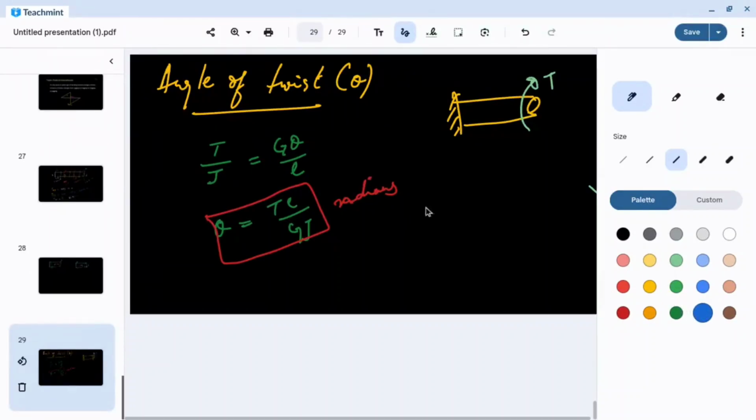So how do we convert radians to degrees? Pi radian is equal to how much degree? 180 degrees. So 1 radian is 180 divided by pi degrees.